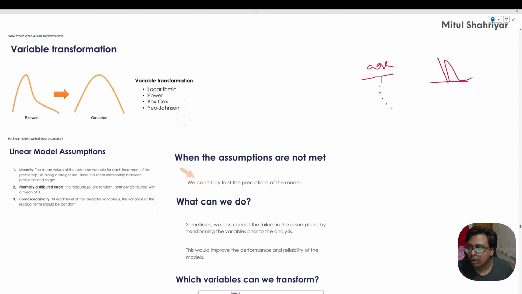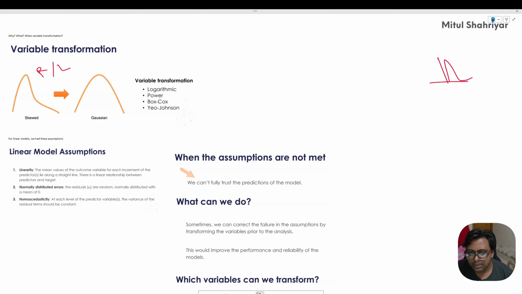So the question is, how can we do that? These are the techniques we can use to change the distribution from right or left skewed to a Gaussian or normal distribution. We've already covered topics like what right skewed and normal distributions are, so if you haven't seen that, feel free to check the previous videos.